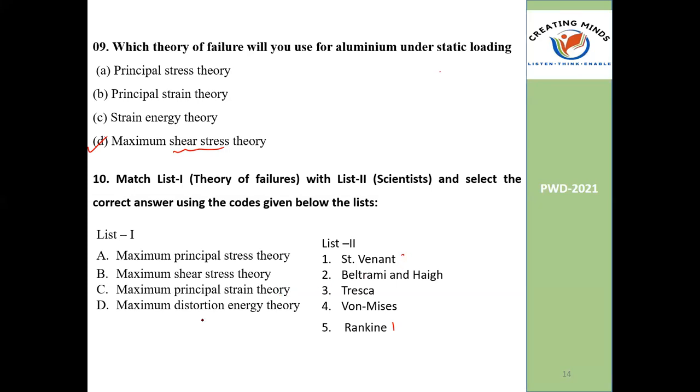So 3. Next, distortion energy. Who gave distortion energy? Von Mises, or Beltrami and Haig. See, please be careful when you are guessing the answer. Yes. Now, what is the code?